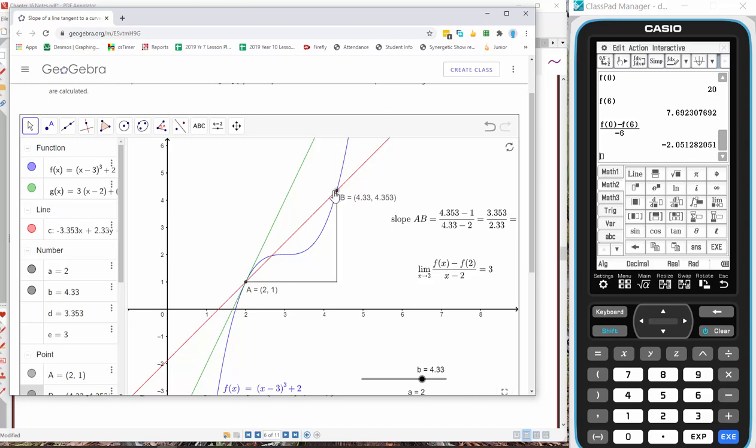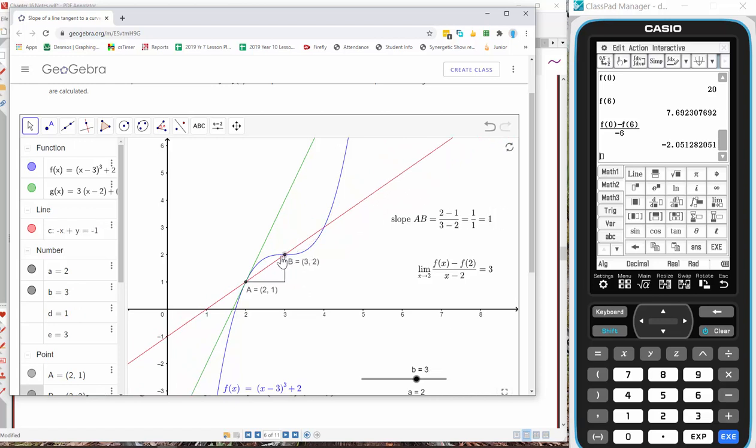So what's going to happen? Watch what happens to this red line as I bring point B closer in. Here it comes. At the point exactly, the line joining point A and point B, almost on top of each other, is exactly the same as the tangent line. By bringing the second point in really close to the first point, we get a gradient measure that's the same as the gradient of the tangent at that point in time.